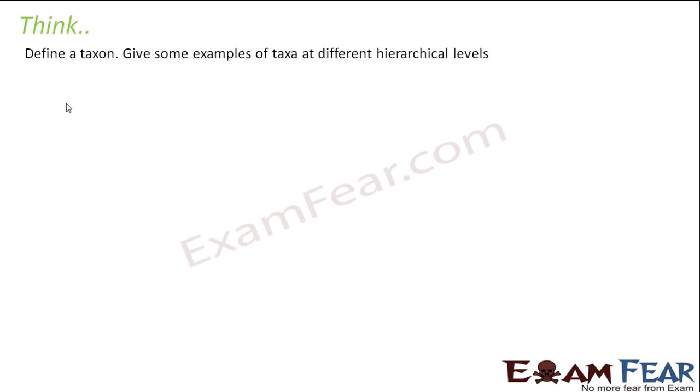So let's see the next. Define a taxon. Give some examples of taxa at different hierarchical levels. So what was a taxon? We have already spoken about it, right? So when I talk about classification, I talk about dividing organisms into different categories depending upon their characteristics. So each of these categories is scientifically known as a taxon. So what is a taxon? Scientific term for categories into which organisms are grouped.